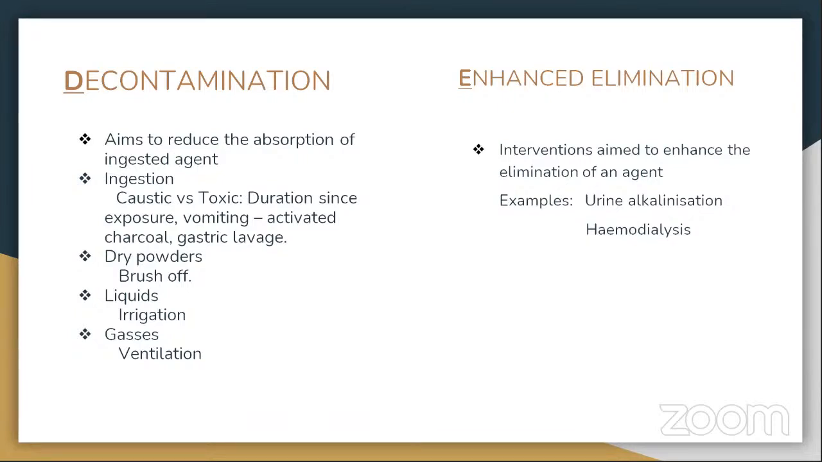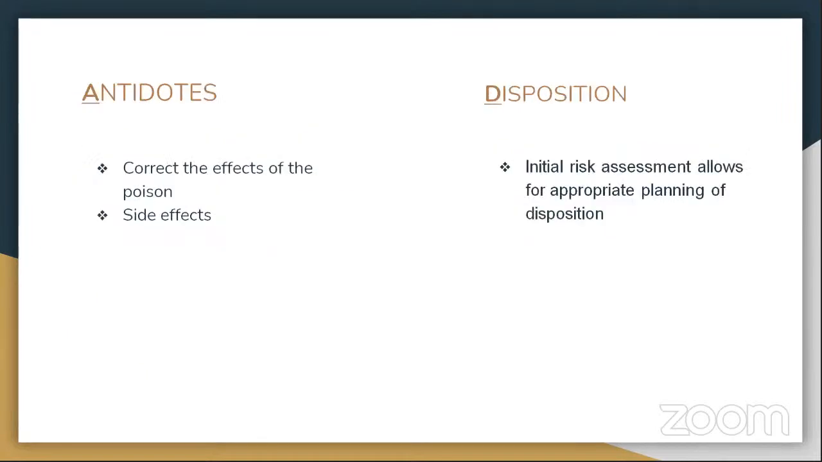Okay, and then enhanced elimination. These are interventions that are aimed to enhance the elimination of an agent. Examples of this would be urine alkalization or hemodialysis. Then the next A is for antidotes. An antidote is a substance that can correct the effects of a poison, but you also need to be aware of any side effects, like any other drug.